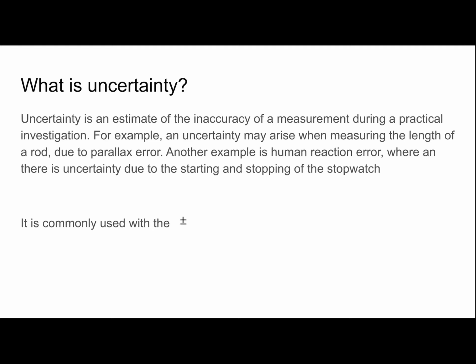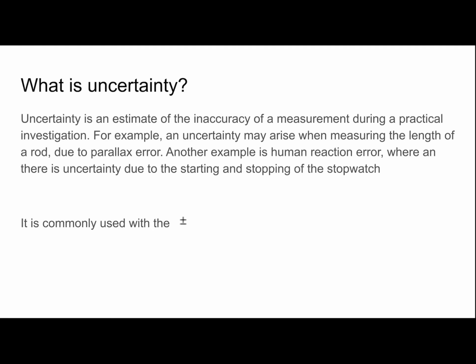For example, an uncertainty may arise when measuring the length of a rod due to parallax error. Another example is the human reaction error, where there is uncertainty due to the starting and stopping of the stopwatch. So basically, uncertainty is used in practical physics when you have a measurement, but you know that measurement cannot be exactly precise. So you're going to give an estimate of uncertainty.